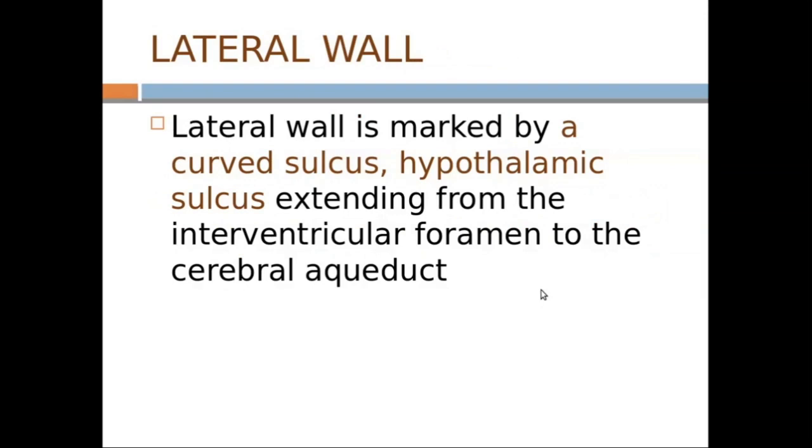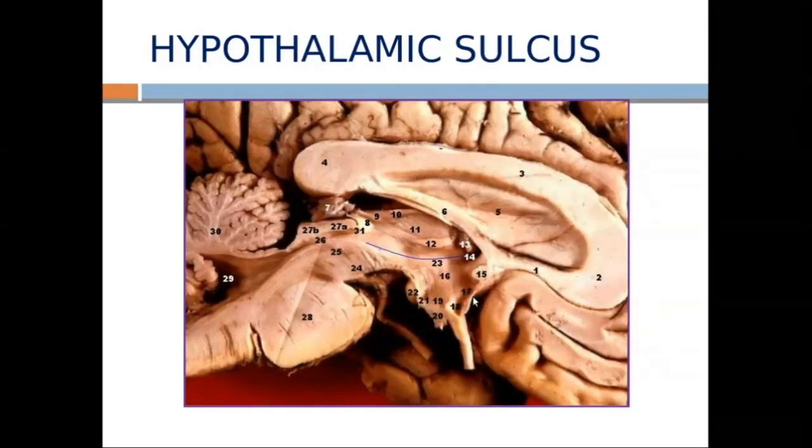Lateral wall. The lateral wall is marked by a curved sulcus, the hypothalamic sulcus, extending from the interventricular foramen to the cerebral aqueduct. So that forms the lateral wall. So this is the hypothalamic sulcus, which extends from the interventricular foramen to the cerebral aqueduct. So that is present in the lateral wall.